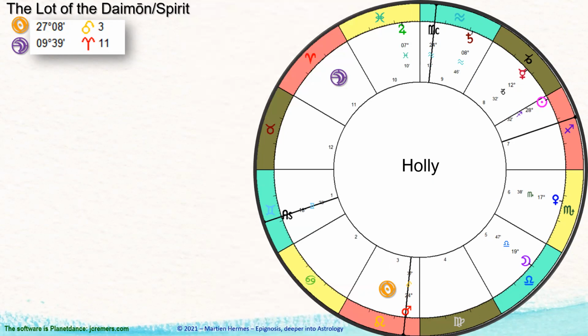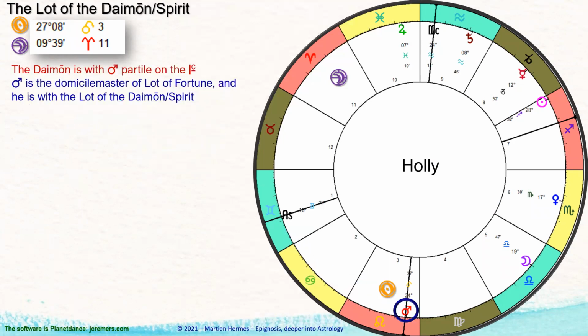So we see the lot of fortune, the part of fortune in the Ram, Aries, and we see the lot of the daimon in Leo, in the Lion, together with Mars, which is very interesting. So I will be talking about these things first and check with Holly whether or not she recognizes this stuff.